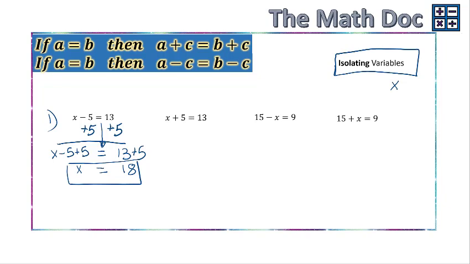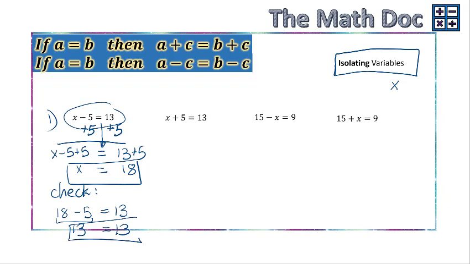This is our answer. So we can now check our answer, okay? What we'll do is we'll take x equals 18 and put it in our original equation. So we have 18 minus 5 equals 13. Well, on the left-hand side, we have 18 minus 5, which is just 13. So we get 13 equals 13, and that, of course, is correct.